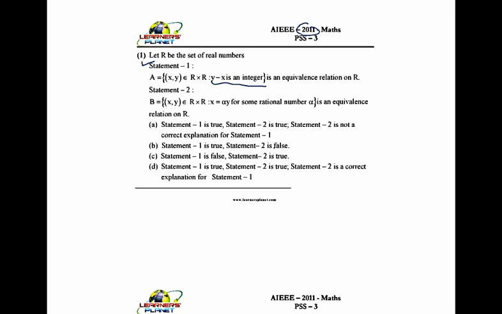that y minus x is an integer, that is for A, and for B we have x is equal to alpha y for some rational number alpha, and we need to find whether they are equivalence relations on R or not. Friends, whenever we need to check for equivalence relation, we need to check for three things: whether the relation is reflexive, symmetric, or transitive. If it is satisfying all three, then we can say that the given relation is an equivalence relation.